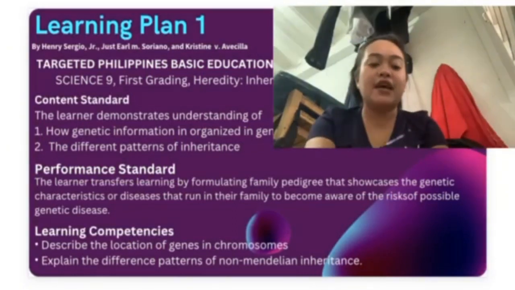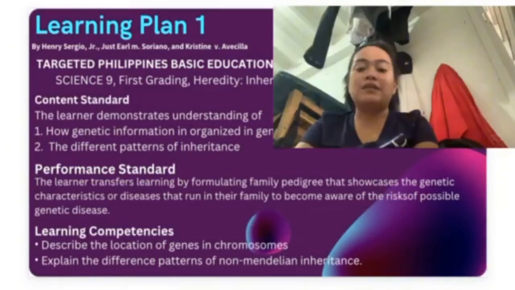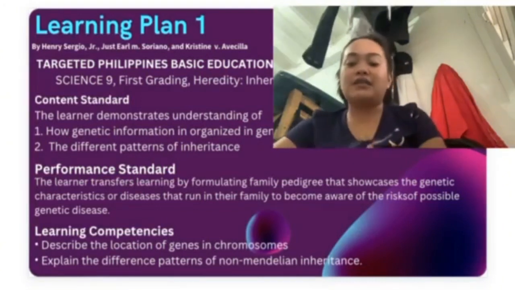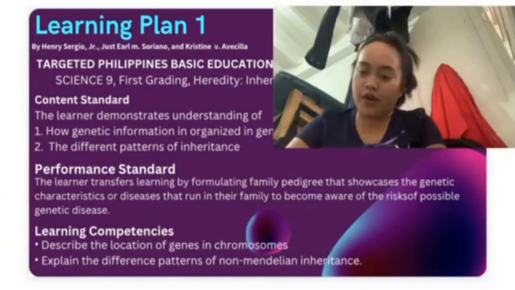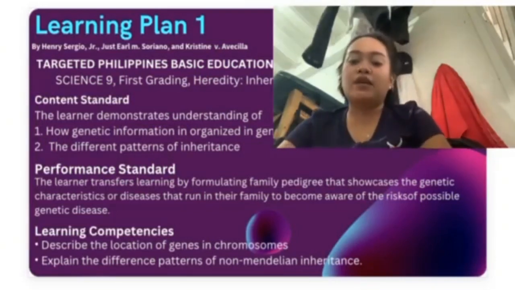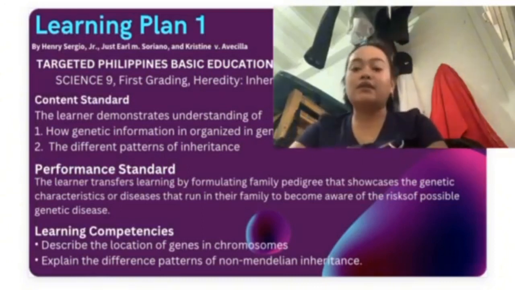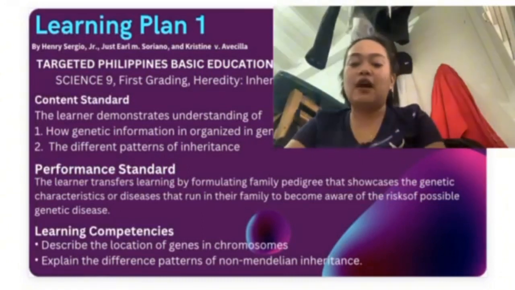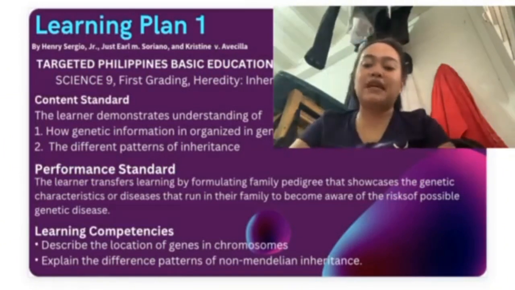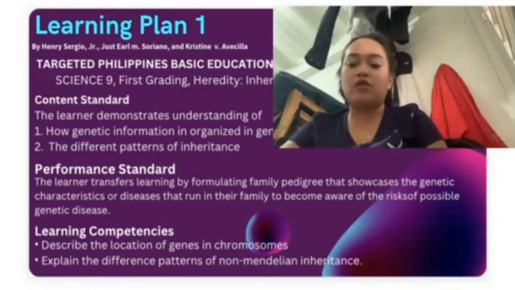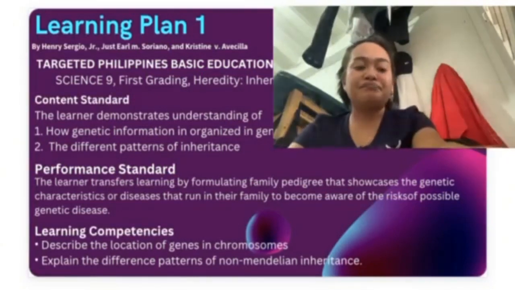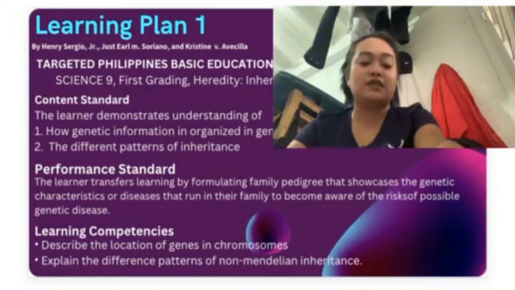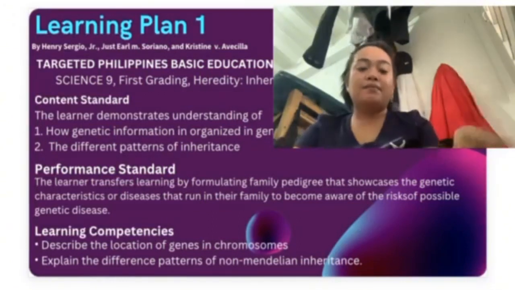So the last is the learning competencies. These are specific skills, knowledge areas, or abilities that individuals are expected to acquire or demonstrate within a particular educational or training context. These competencies outline the essential elements that contribute to effective mastery of a subject or set of skills. The first: describe the location of genes and chromosomes. The second: explain the different patterns of non-Mendelian inheritance.